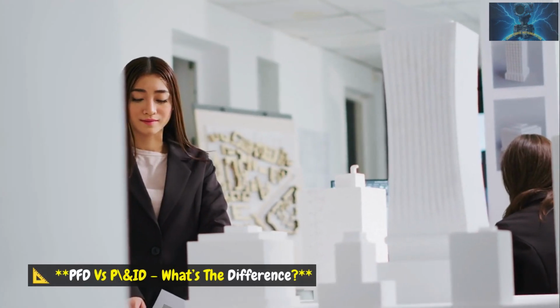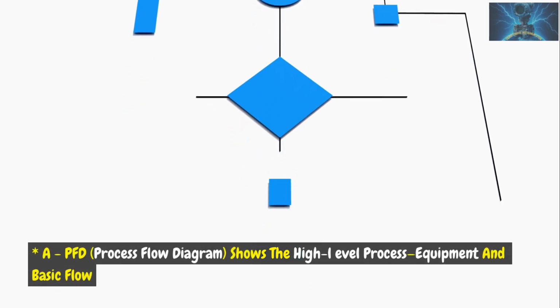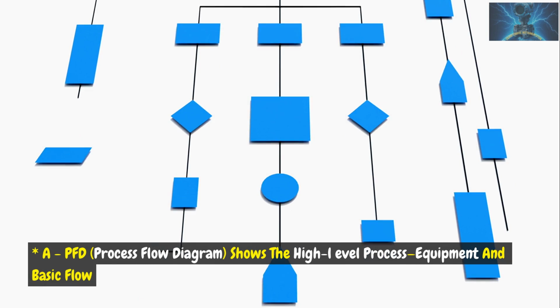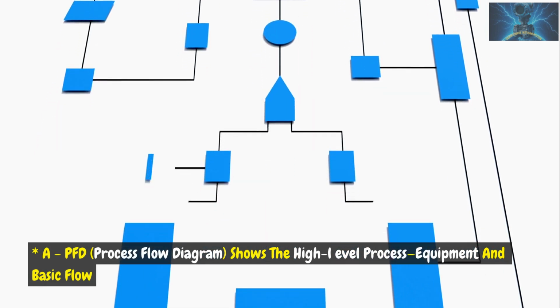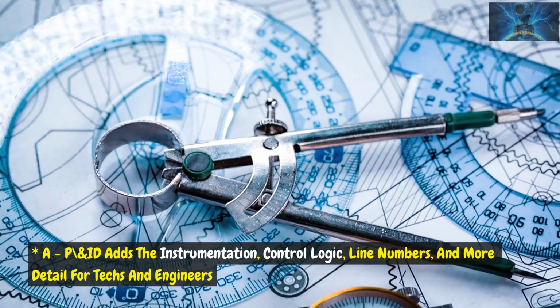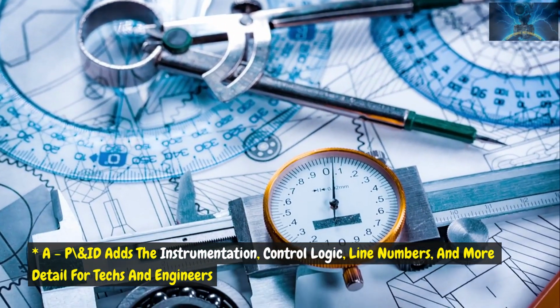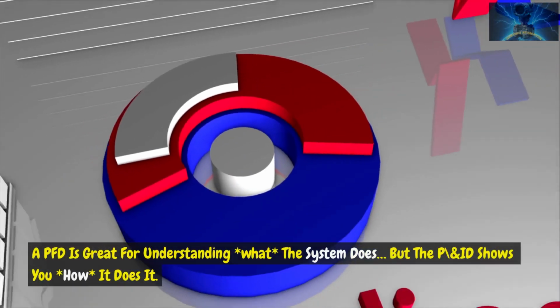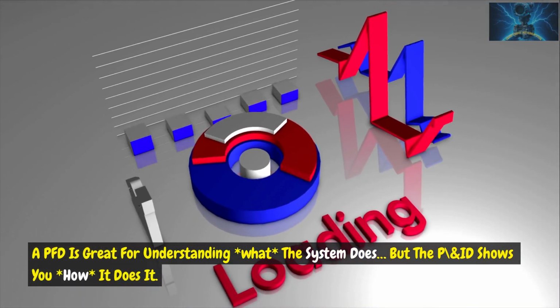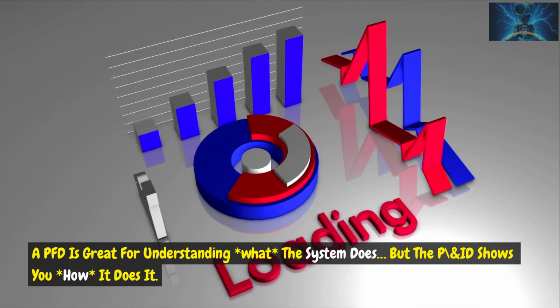PFD versus P&ID, what's the difference? A PFD, process flow diagram, shows the high-level process, equipment, and basic flow. A P&ID adds the instrumentation, control logic, line numbers, and more detail for techs and engineers. A PFD is great for understanding what the system does, but the P&ID shows you how it does it.